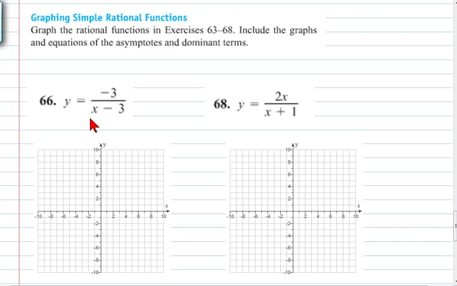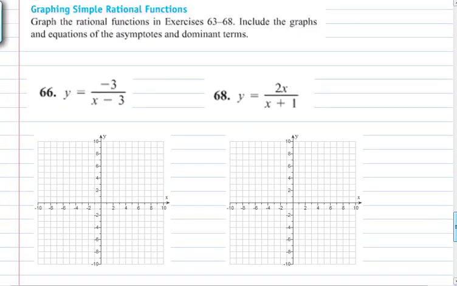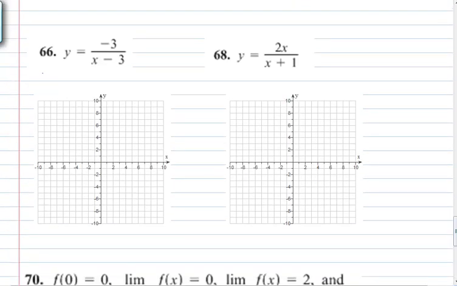So for 66, do we have any horizontal or vertical asymptotes? We have a horizontal asymptote at y equals 0. Degree of numerator is less than degree of the denominator. We have a vertical asymptote at x equals 3. Right? So the first thing I'm going to do is plot my asymptotes. I have a horizontal asymptote at y equals 0. I have a vertical asymptote at x equals 3. So this is going to give me some guidance here.